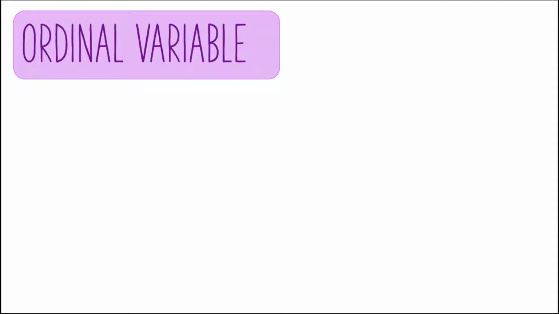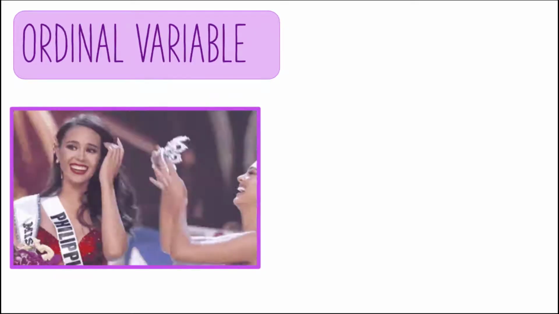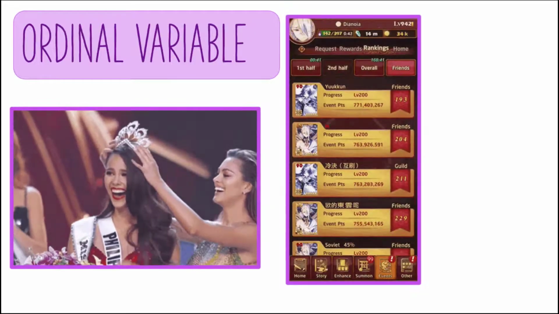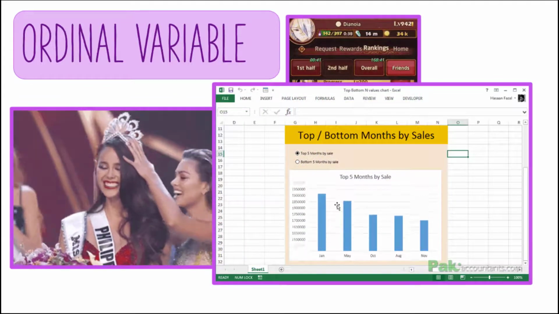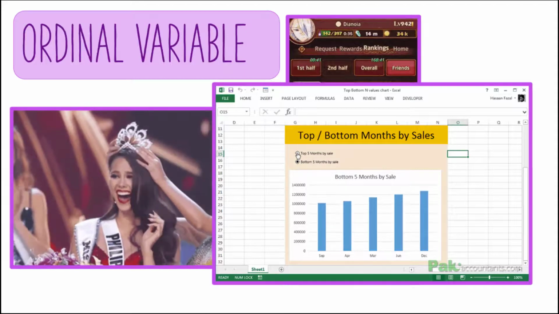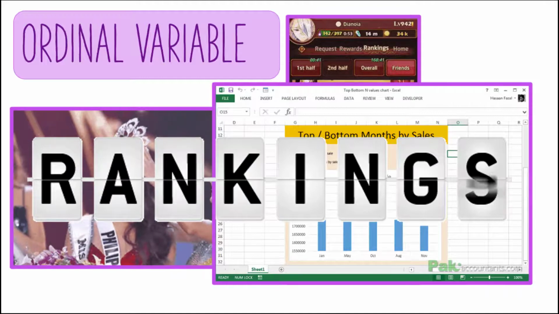As we have discussed a while ago, ordinal variables are concerned with order or rankings. Here are some examples. It could be the rank in Miss Universe, your rank in your gaming sites, or the rank of the sales of the month. Anything that is concerned with ranking is an ordinal variable.